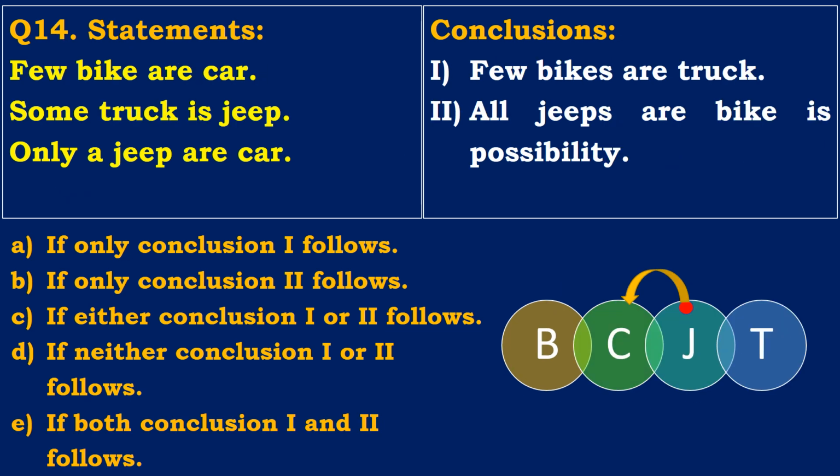Challenge 14. Few bikes are cars. Some trucks are jeeps. Only a jeep is a car. Conclusions: Few bikes are trucks. All jeeps a bike is a possibility. We cannot definitely say few bikes are trucks. Hence, conclusion 1 is wrong. According to trick 1, jeeps and bikes are related to cars. Hence, conclusion 2 is correct. As a result, only conclusion 2 follows the statement. Hence, option B is the correct answer.